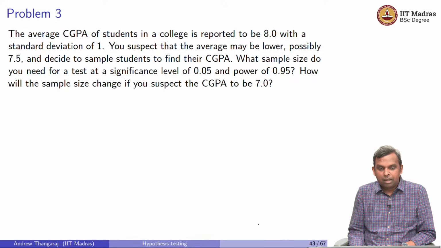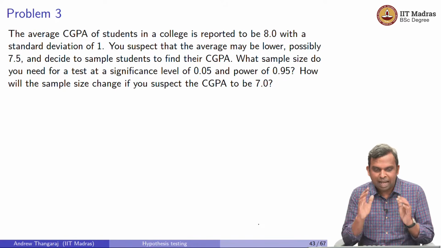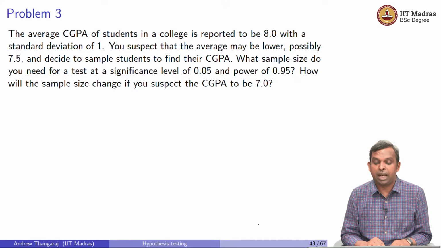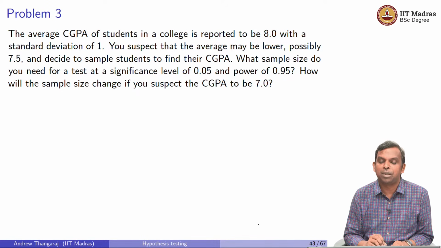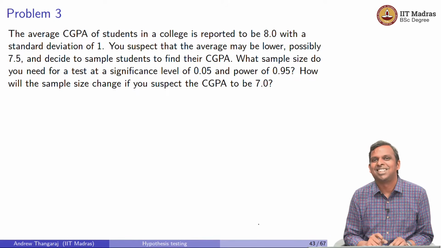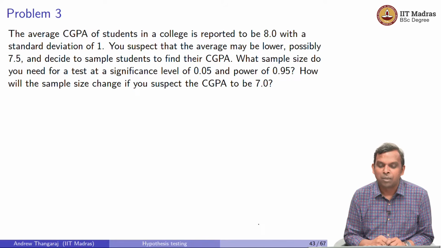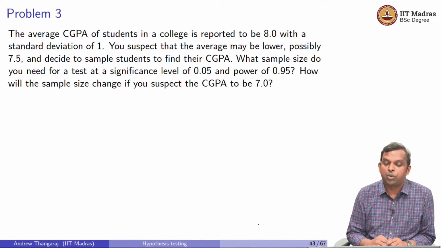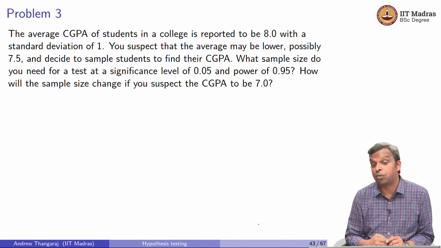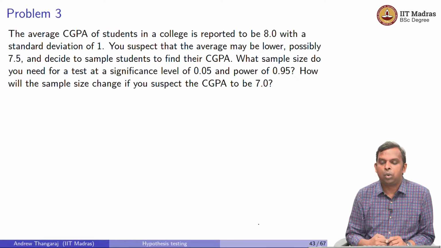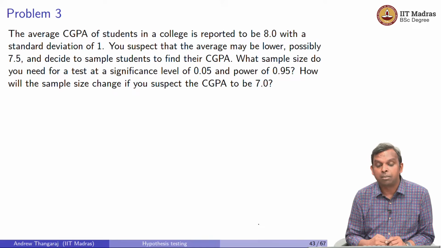Okay, so the last problem that I wanted to tackle here is again a sample size problem, very similar to the previous one. I'm just making it in a college context just to make it interesting. The average CGPA of students in a college, maybe somebody is reporting it as 8 with a standard deviation of 1. You have a suspicion that it might be lower, maybe 7.5. You think 7.5 could be one possibility.